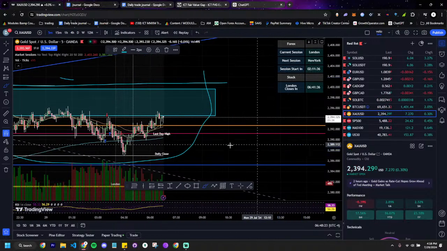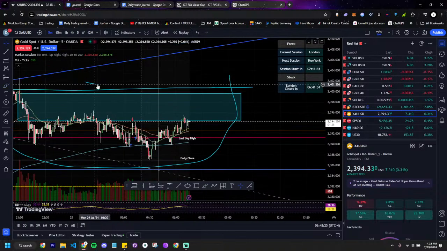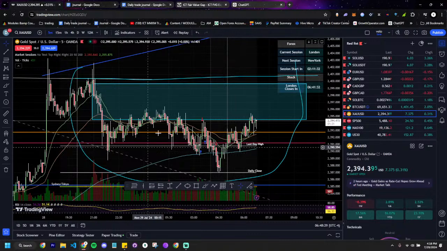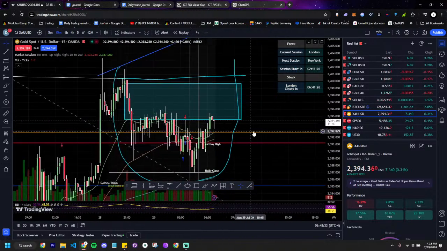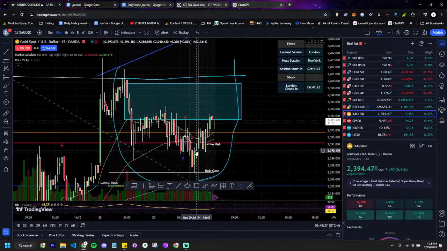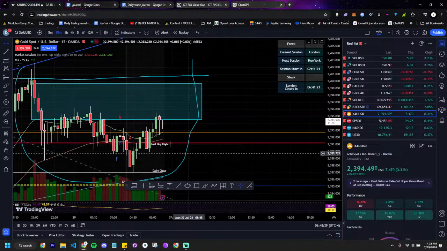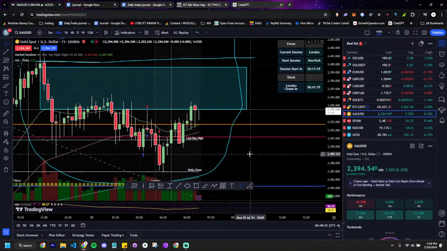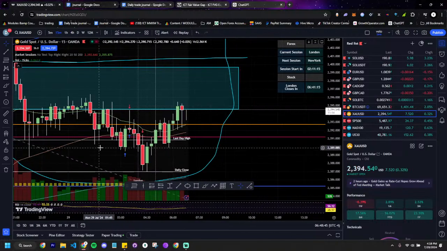Okay, so assuming this is the market maker buy model, see over here we have the sell side of the curve, we have the consolidating phase, and we have the buy side of the curve. If I zoom out a little bit, see, this is the sell side of the curve. It's a very weird market maker buy model, but these type of consolidating phases, I don't like taking these kind of trades, but it is what it is. Let's see if we find a proper OTE.